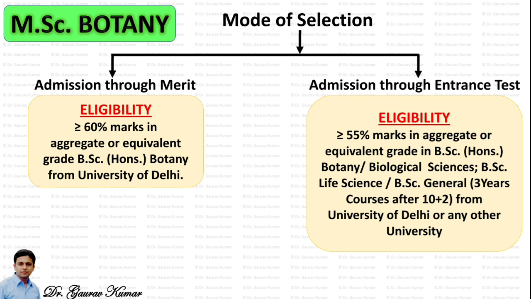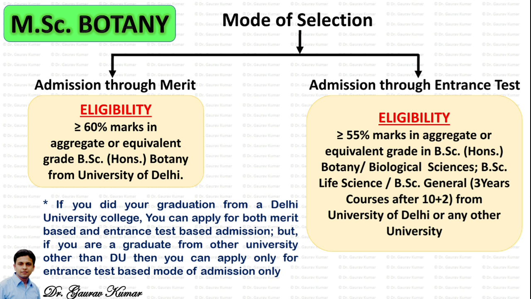And in the entrance test, the eligibility is that you should have greater than or equal to 55% marks in aggregate or equivalent grade in BSc Honors Botany or Biological Science, or BSc Life Science, or BSc General, that we generally see in various colleges across India, where we have physics, chemistry, botany, and zoology in the 3 years. Your bachelor course should be of 3 years after 10+2 from University of Delhi or any other university. If you did your graduation from a Delhi University college, you can apply for both merit based and entrance test based admission.